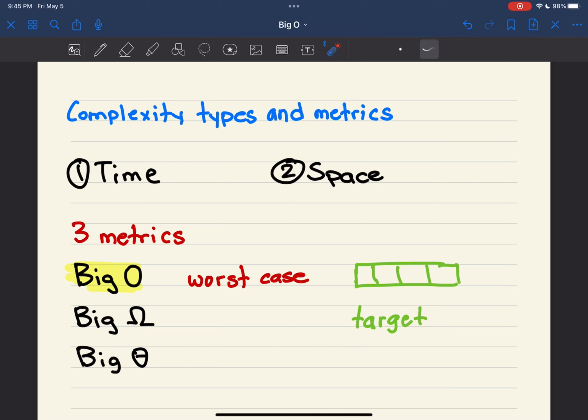Now, the target could be in the first index, which would be the best case here, since it only took us one step to find the index of the target. Or it could be in the middle of the list, which could be the average case. In the worst case, the target is at the end of the list. Since we have to go through each of the integers to get to that last index, this is the worst case as it takes the most time to run. And big O evaluates programs based on their worst case.